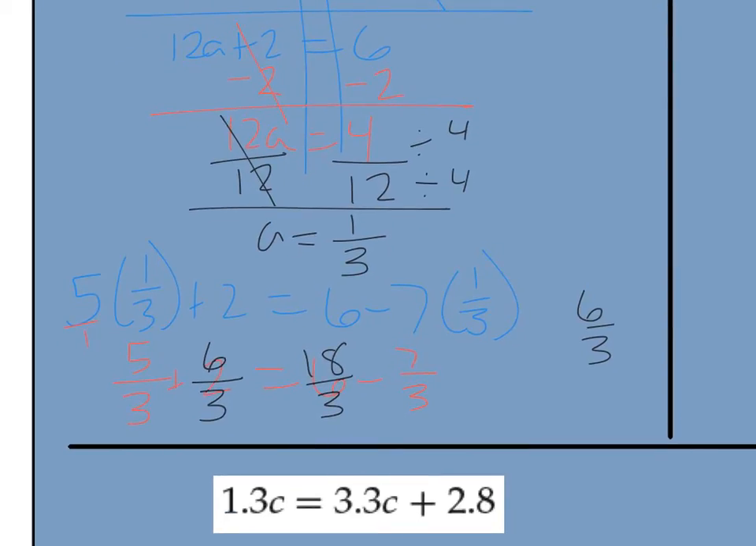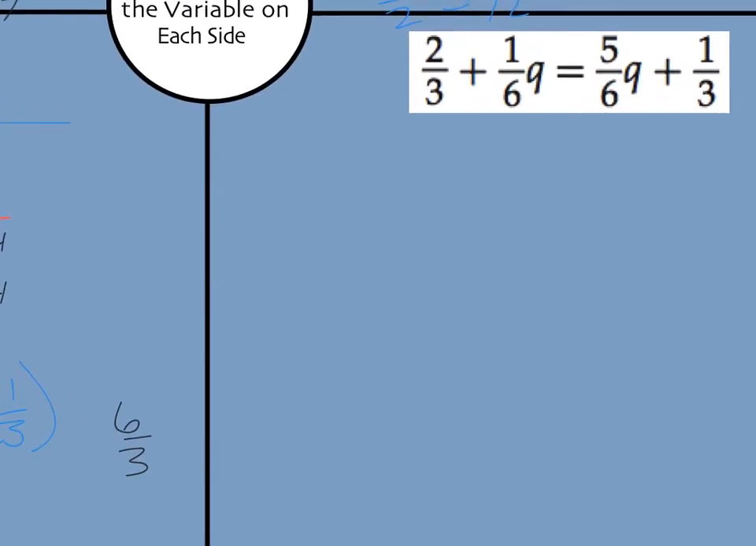So I have a common denominator, so I can add my numerators. 11/3 is equal to 11/3. So my solution is correct. These are getting a little uglier than the ones we did before.